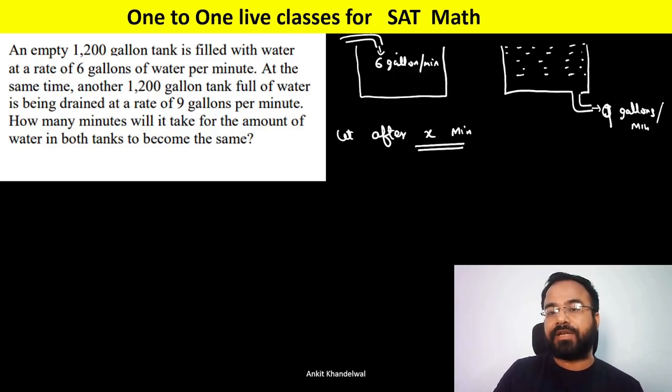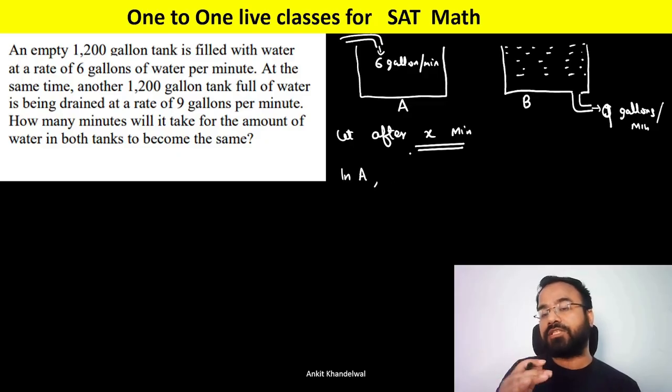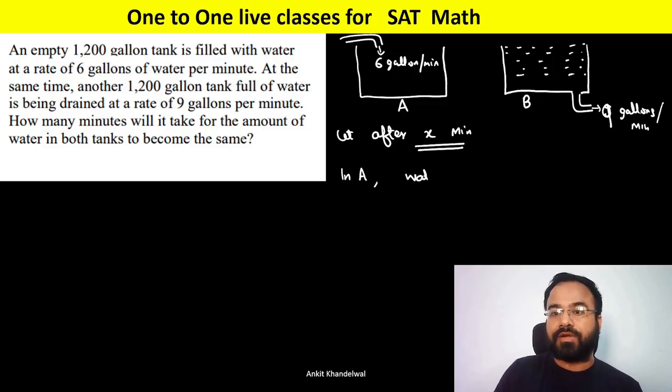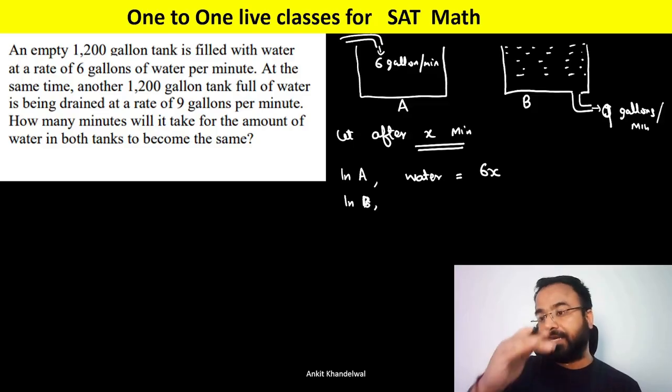Let's say the names of the tanks are tank A and tank B. So we can say, in A, how much water will be stored after x minutes. Water in tank A after x minutes means 6 gallons enter every minute, so after x minutes it will be 6 times x, 6x gallons. In tank B, since it is getting drained, in x minutes 9x gallons of water will be out.